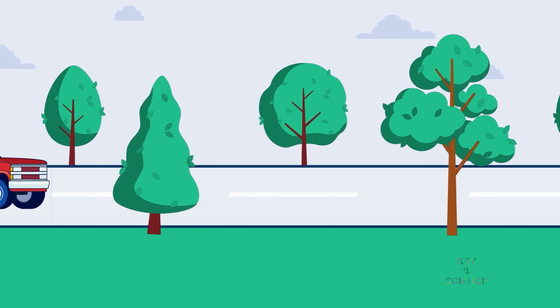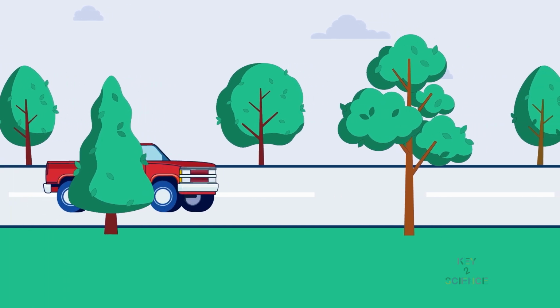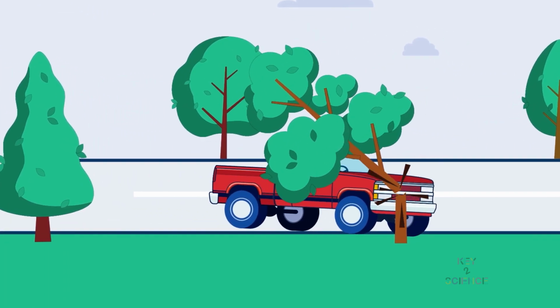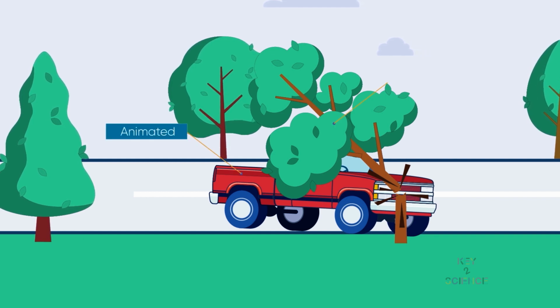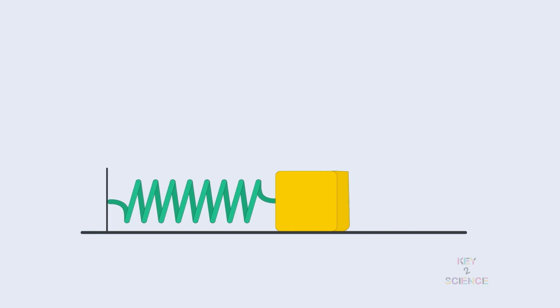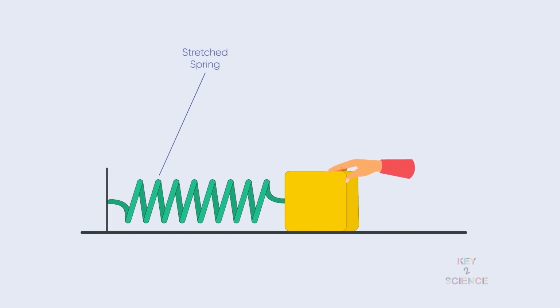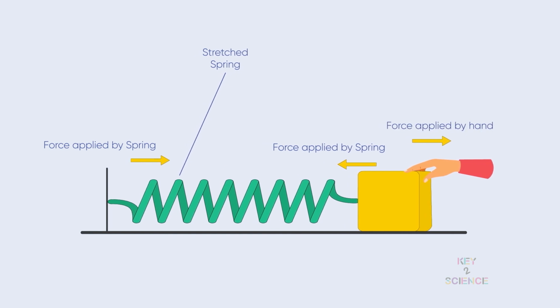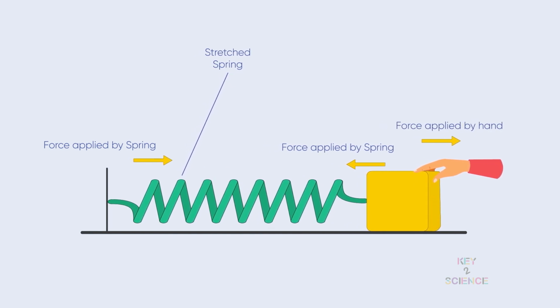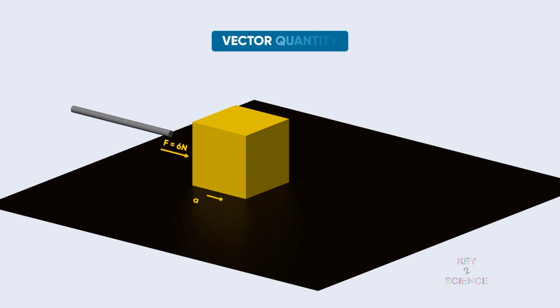Force can be applied by animated or inanimate objects. A moving car hitting a tree will apply force on the tree and vice versa. Here, the car was animated and the tree was inanimate. A stretched spring exerts forces on the bodies attached to its ends. Here, the spring is an inanimate object, but can exert force. Force is a vector quantity.